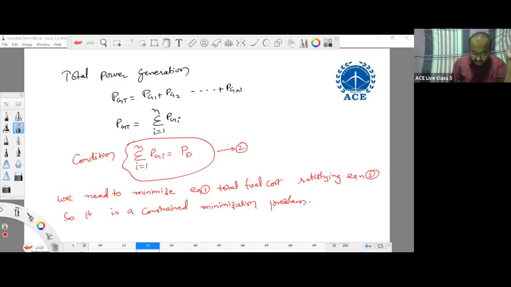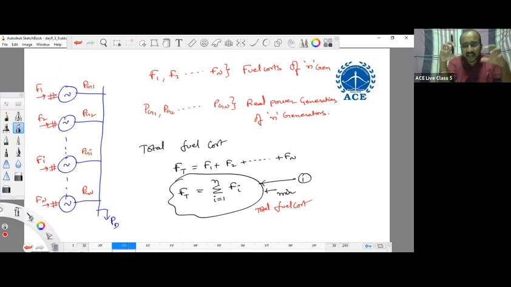Why are you using the optimization technique? Here we have considered n generators for optimal scheduling of plants. So the total fuel cost is to be minimized. The objective is to minimize the total fuel cost. Only minimizing the total fuel cost is not sufficient. We need to satisfy a condition.